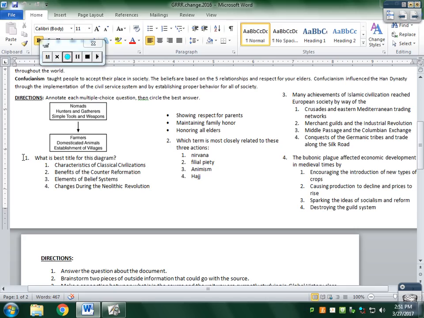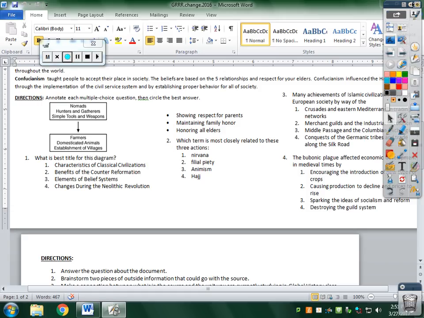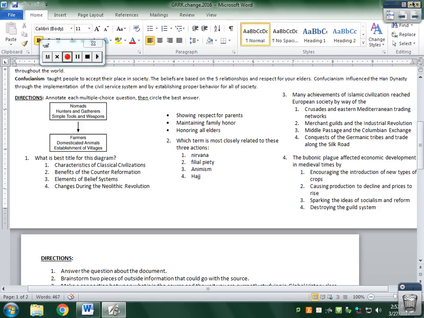Okay, so we're taking a look at the multiple choice. It says annotate each multiple choice question then circle the correct answer. So we're going to take a look at these. So first we have here, what is the best title for this diagram? So we have nomads, hunters and gatherers, simple tools and weapons, and then the arrow, this arrow implies the change, right? There was a change to farmers, domesticated animals, and the establishment of villages. So what we have here is the beginning of agriculture. If you look up to earlier in your GRRR, you'll notice that agriculture is part of the Neolithic Revolution, which is what we're looking for in our answer.